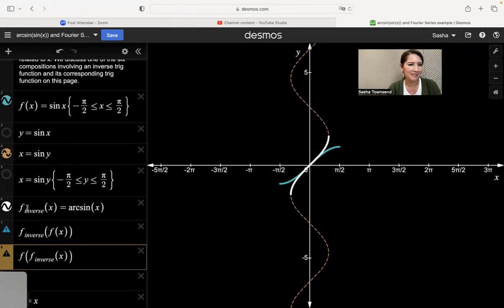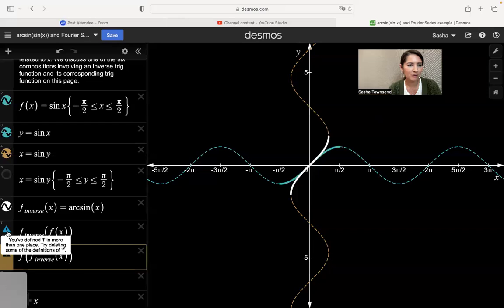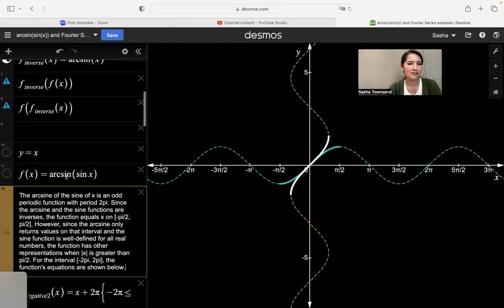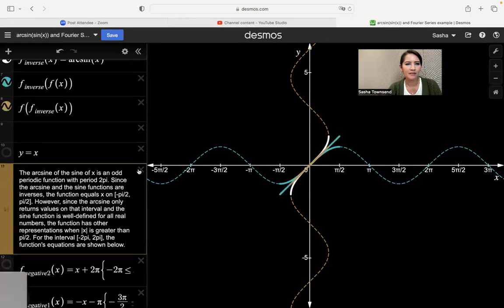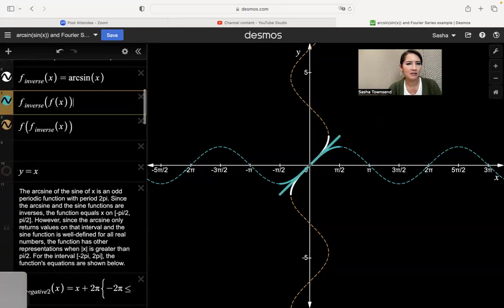Okay, it's having a problem with this for some reason. All right, let's see what it says. It says, you've defined f in more than one place. Try deleting some of the definitions of f. Okay. We're going to type that again a bit later.